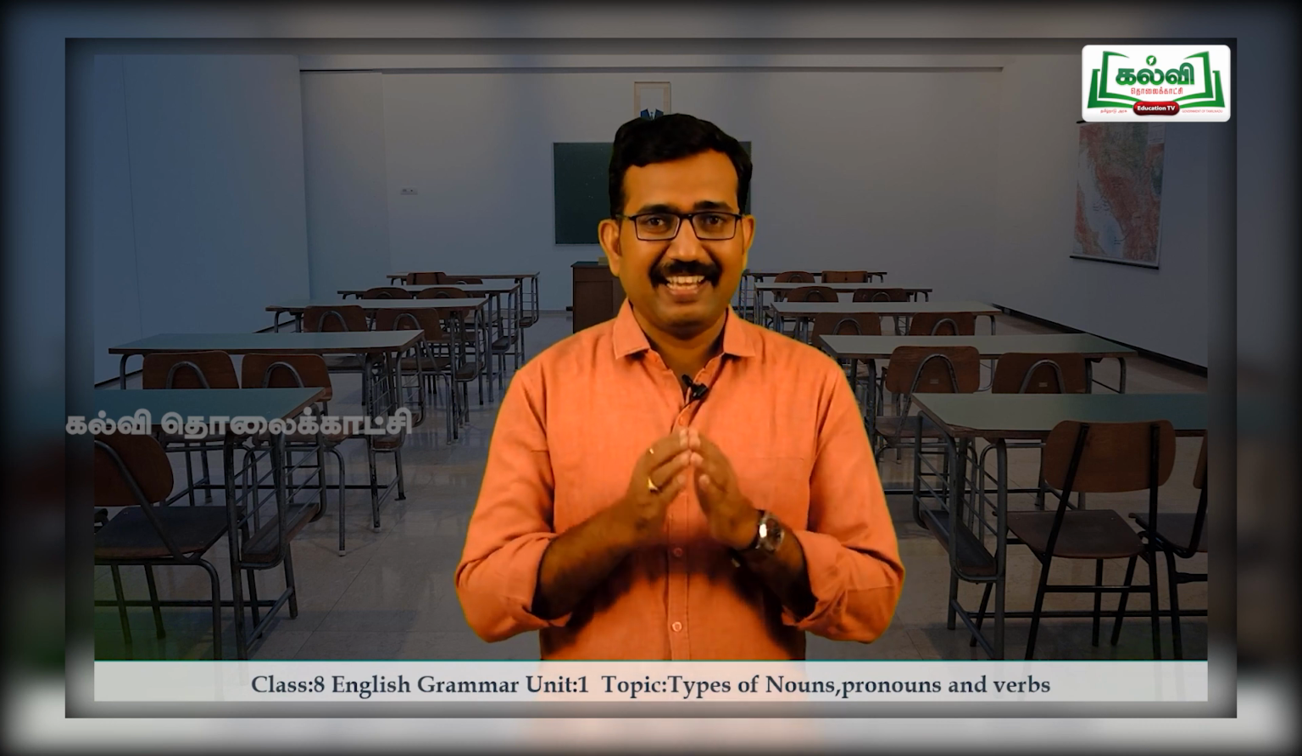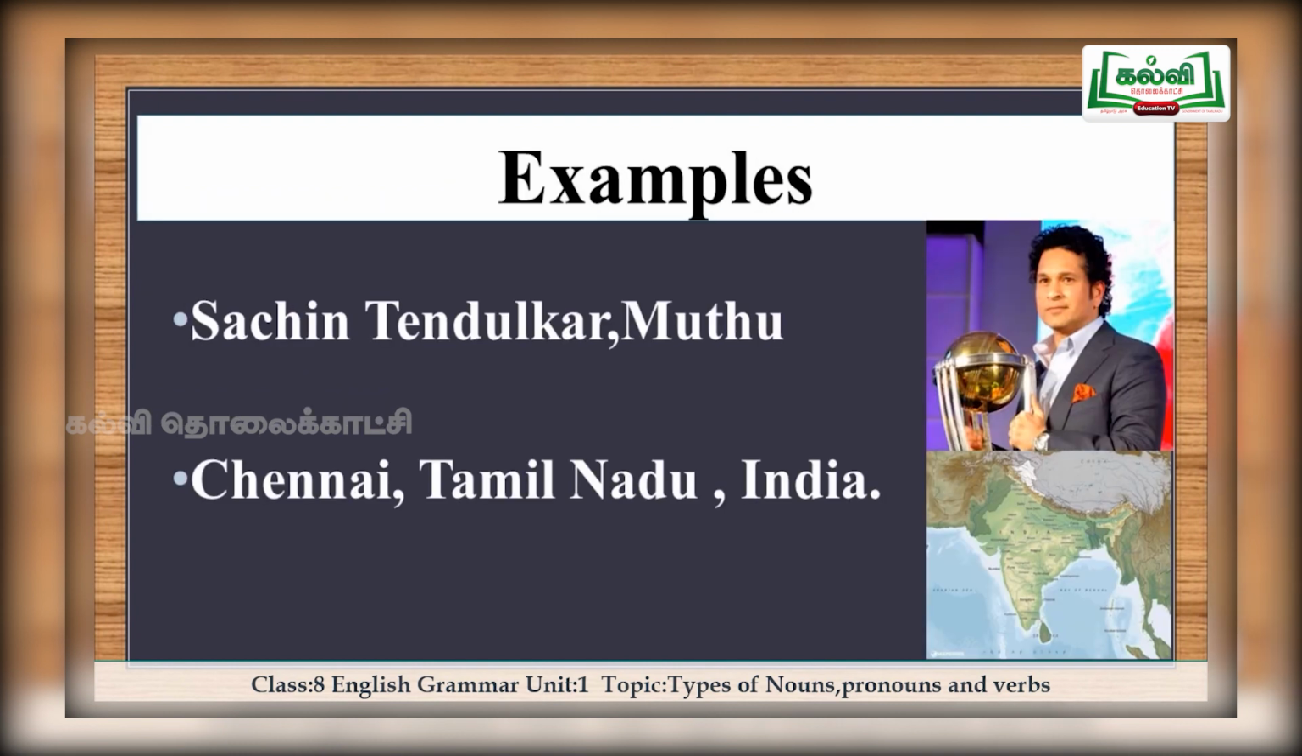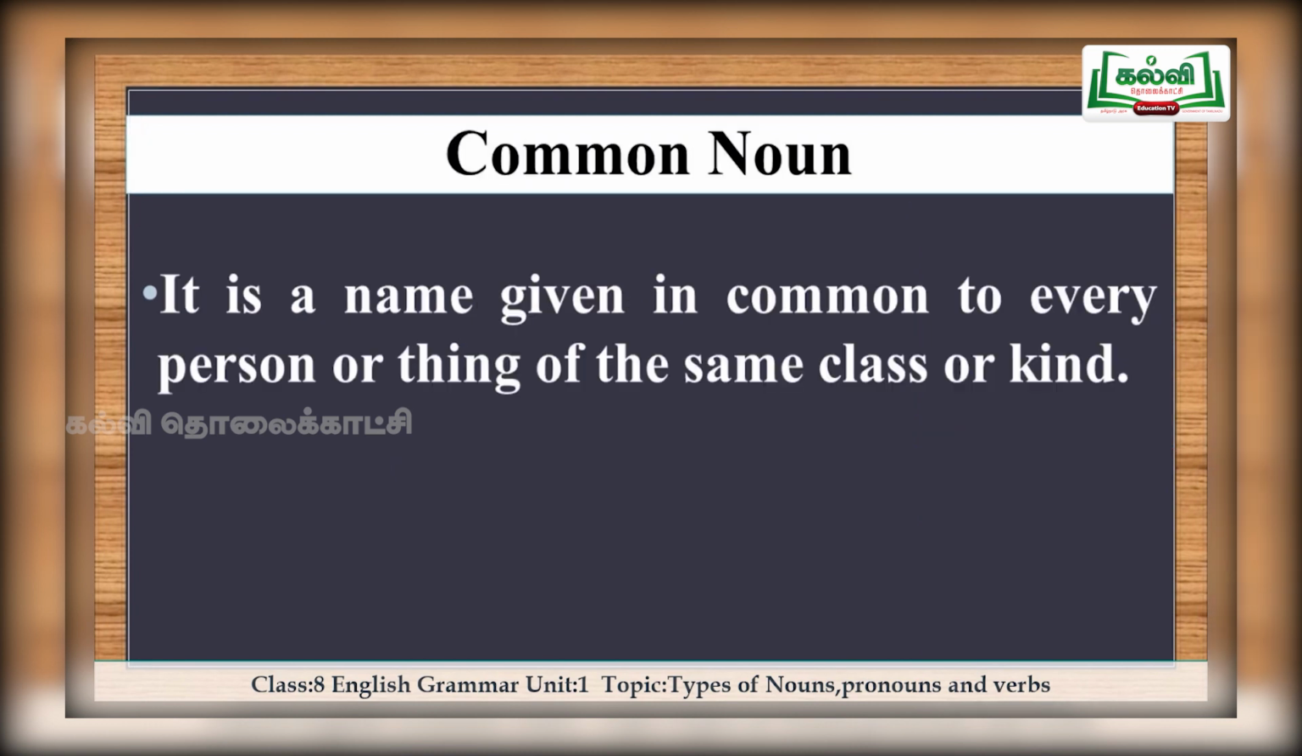First is proper noun. The name itself tells that it is proper, that means particular. It's the name of a particular person or place. Let us check some examples. Sachin Tendulkar, Muthu, your name, my name and everyone's name come under proper noun. Let's check some places: Chennai, Tamil Nadu, India, your district, your taluk, your village, town or city. All those names come under proper nouns.